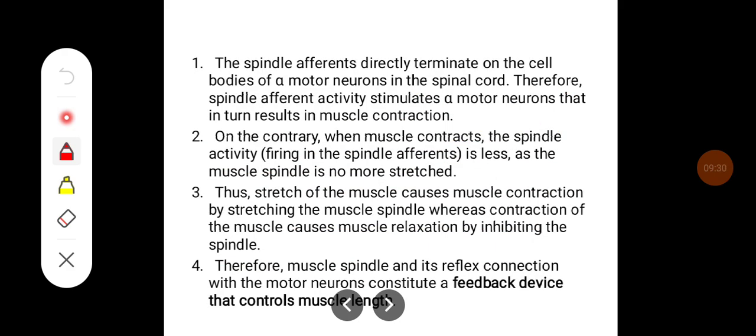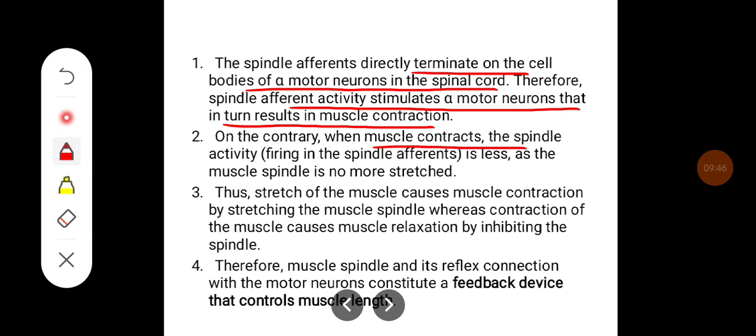The spindle afferents directly terminate on the cell bodies of alpha motor neurons in the spinal cord. Therefore, spindle afferent activity stimulates alpha motor neurons, which in turn results in muscle contraction. On the contrary, when the muscle contracts, the spindle activity, that is, firing in the spindle afferent, is less as the muscle spindle is no longer stretched.